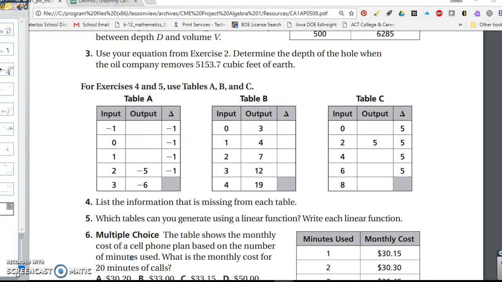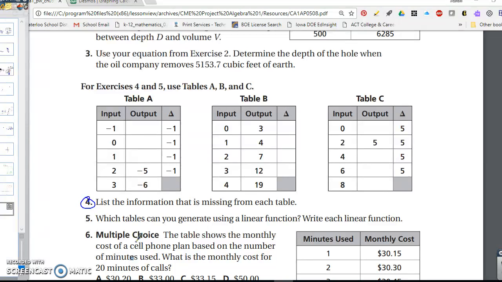So let's take a look at some input-output tables. Looks like a table we just did here in class on Thursday, Friday of, well, it'll be last week when you're watching it here. So, directions number 4, we're going to take a look at. List the information that is missing from each table. So starting with table A.